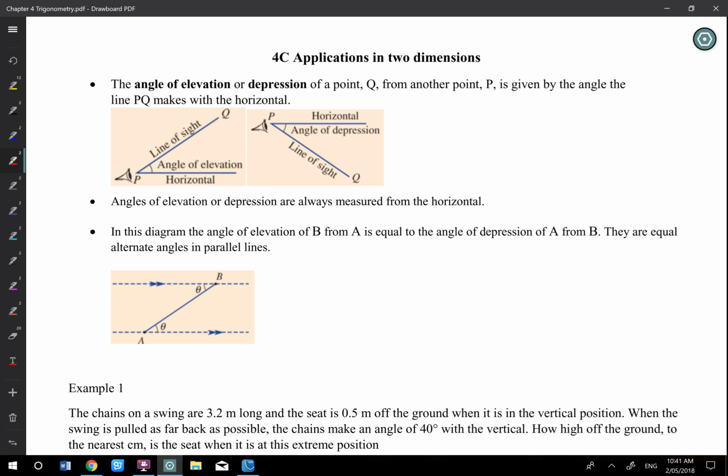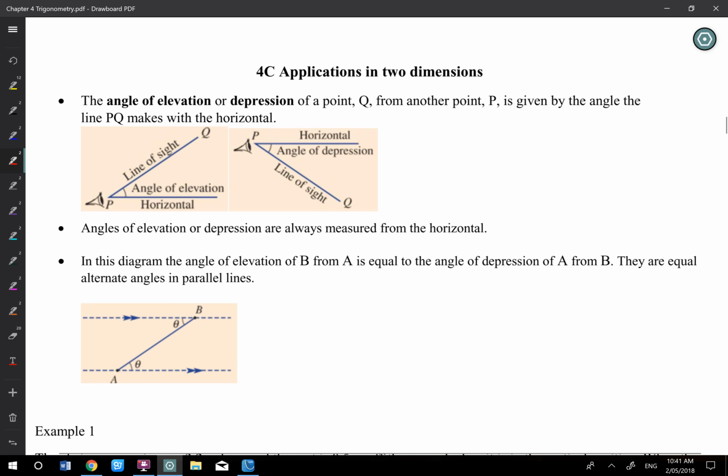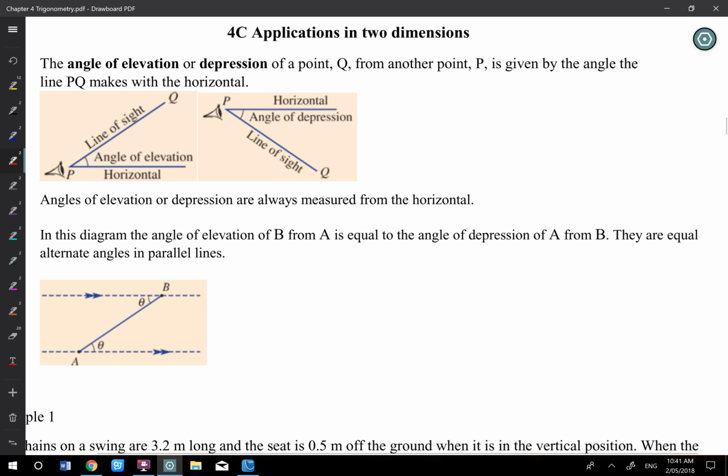The first thing we'll talk about is the angle of elevation and depression, and I believe in year 9 we briefly talked about that as well. So this is application in 2-dimensional shapes. The angle of elevation or depression of a point Q from another point P is given by the angle made by the line PQ with the horizontal. What you all need to know is that the angle of elevation and angle of depression must be the angle made with the horizontal, not the vertical.